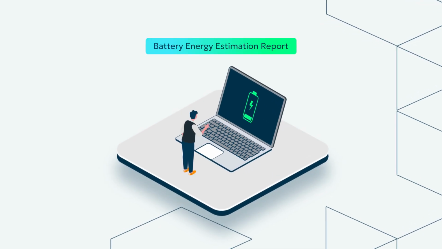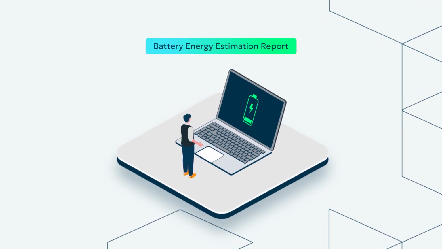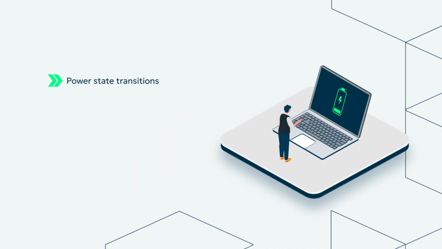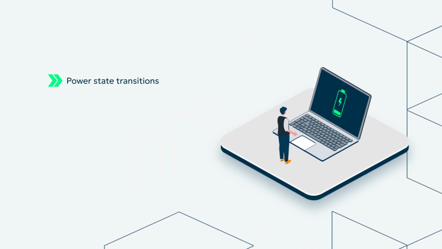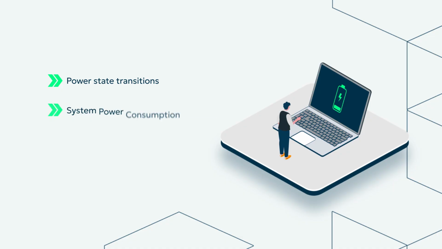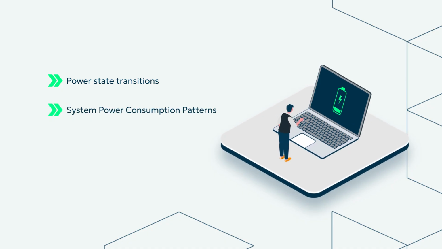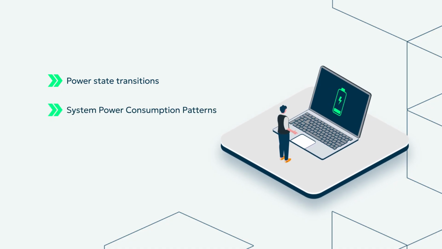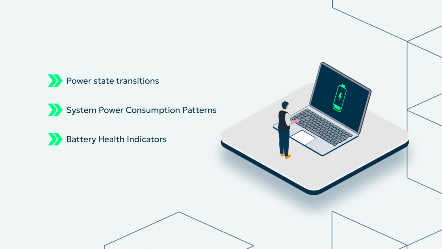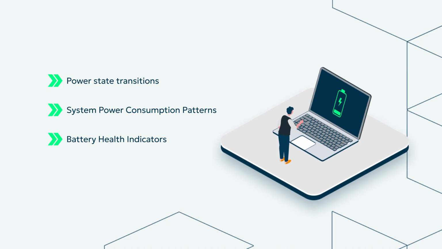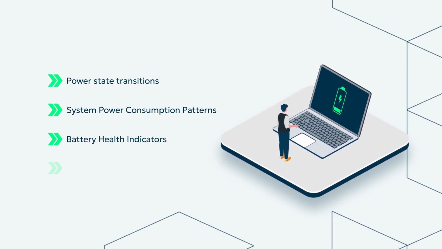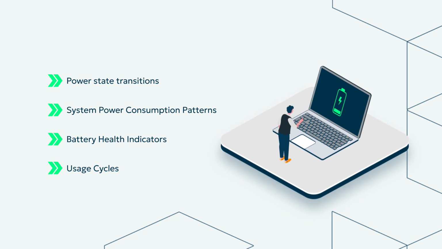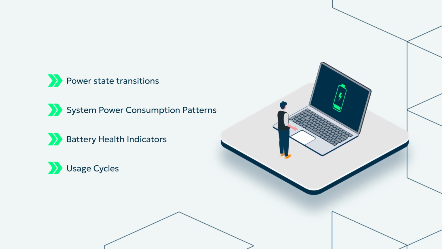This report can summarize everything about your battery in 4 primary core metrics: power state transitions, record times in active, sleep, and hibernate modes; system power consumption patterns, to show periods of both idle and active consumption; battery health indicators, to contrast the battery's design and current capacity; and usage cycles, to identify apps and activities affecting battery life.